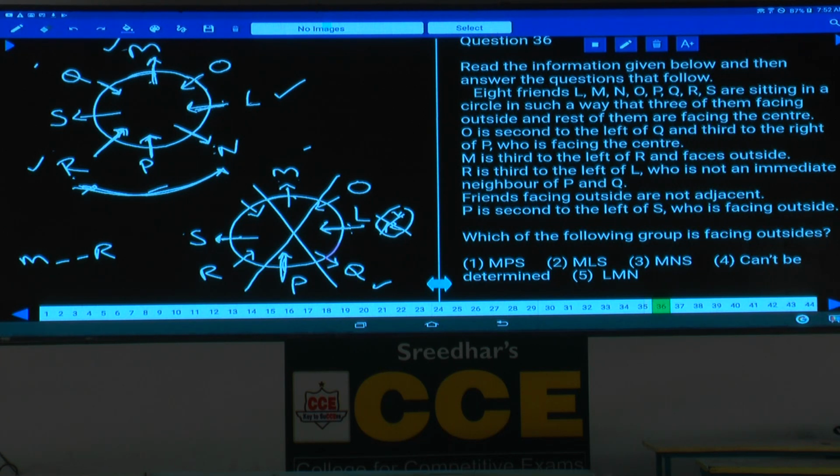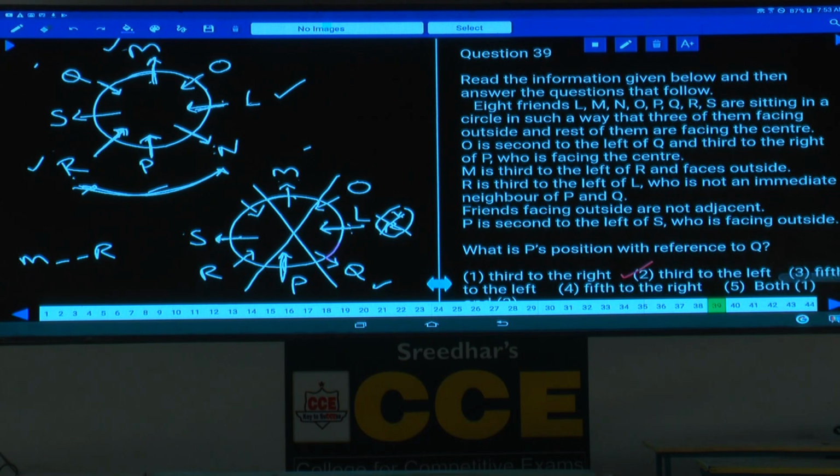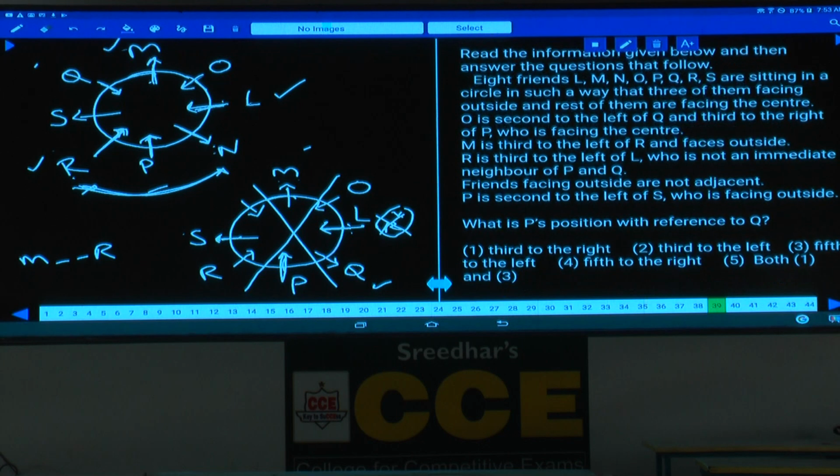Tell me. S, M, and N, that is choice 3. Then question number 37, who is third to the left of L? R is third to the left of L, that is choice 5. Then who is second to the right of M? L is seated second to the right of M, that is choice 4. 38, choice 4.